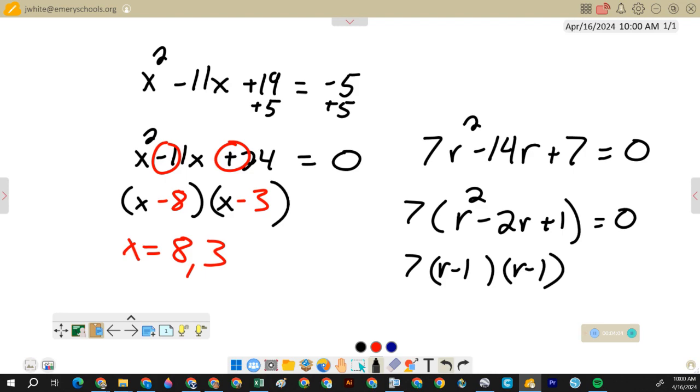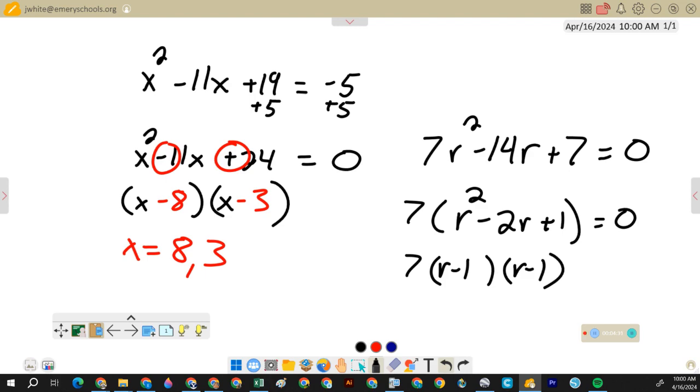Do I need the 7? Well, what are we asking? What is it asking for? It wants the roots. Does 7 influence the roots? No. Is 7 a factor? Yes. So if you are answering the question of how would you factor this quadratic, the 7 is part of the solution. But the 7 does not affect the roots.